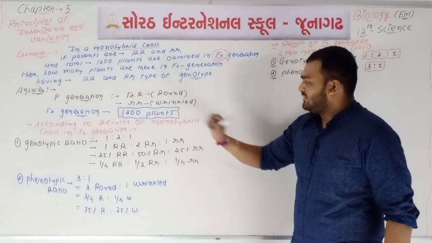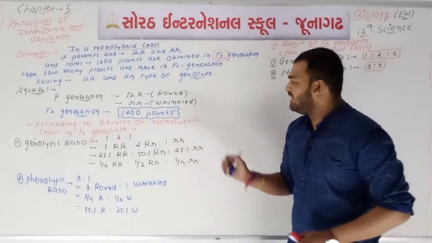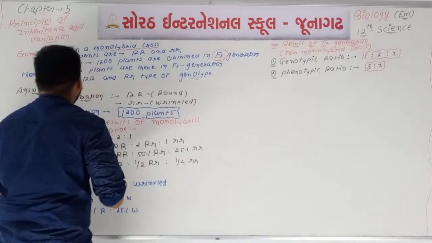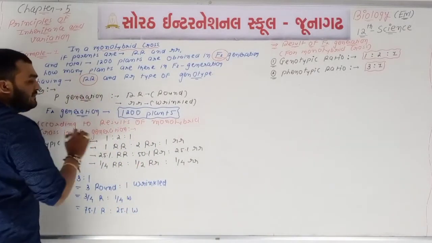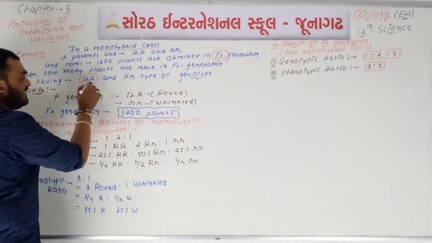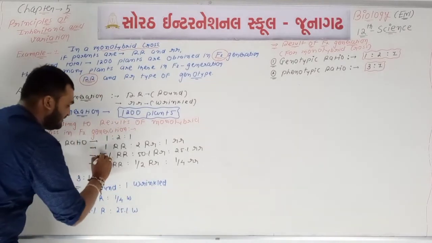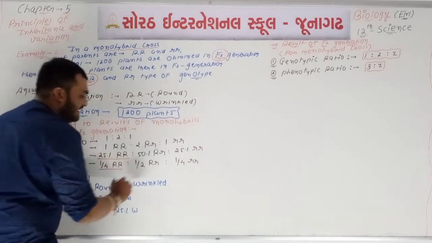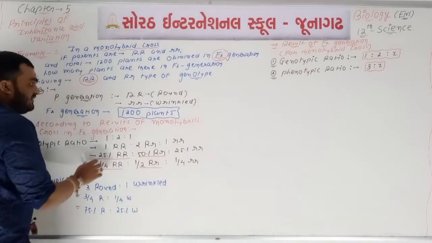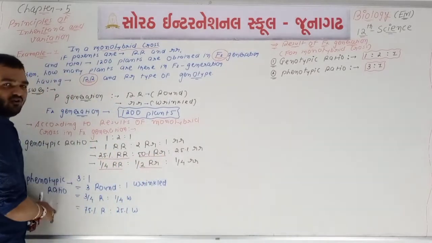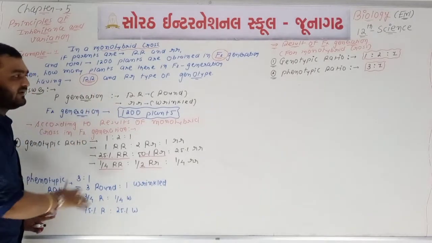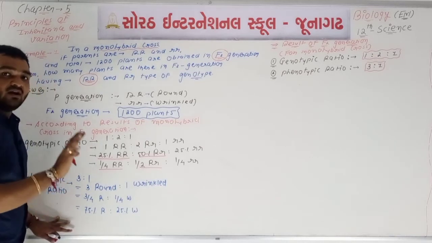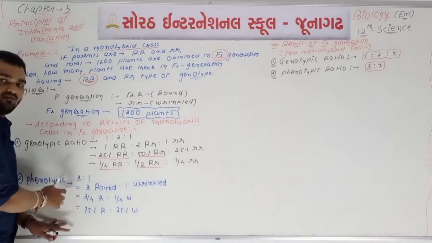Now see, total how many plants are there? Total 1200 plants are there, and two different types of questions are asked. The first one is how many plants are there in F2 generation having this type of genotype, and how many plants are there having this other type of genotype. There is no indication of phenotype in this example, but for your understanding phenotype is written, and in every example you will write both genotype and phenotype like this.